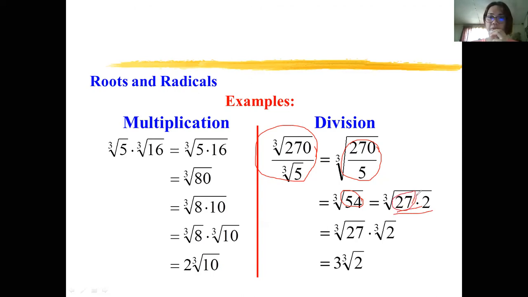Since 27 is a perfect cube, these are the factors that we have for this cube root of 54. So separate them by applying the multiplication rule for radicals. So the cube root of 27, just separate these two factors. Cube root of 27, then times cube root of 2. So cube root of 27 is a perfect cube, that gives us 3. And then just copy cube root of 2. So the answer is 3 cube root of 2. Easy, right? Very easy. So now let's proceed to the next example.